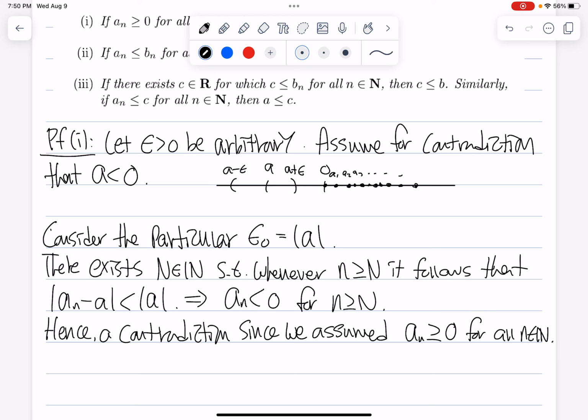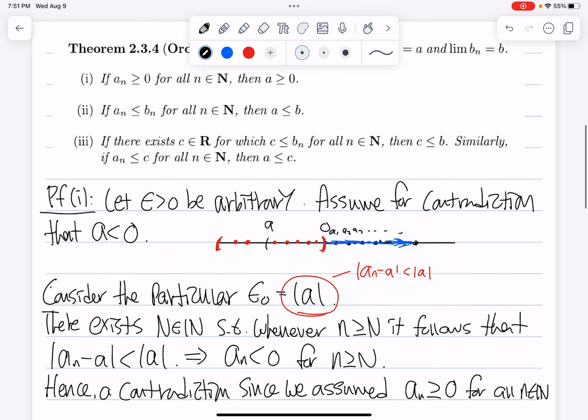And to see this in more detail, consider this visualization above. Since we let epsilon naught be the absolute value of a, it is just the distance between 0 and a, that positive distance. So this is actually what's going on. This is the epsilon neighborhood in this case. We're saying that the distance between the term an and the limit is less than the absolute value of a, which means the terms have to be inside here, within the epsilon neighborhood. But that's not possible, because each term of the sequence an is greater than or equal to 0, so it has to be outside here. That's an immediate contradiction, which shows that the limit actually has to be greater than or equal to 0.